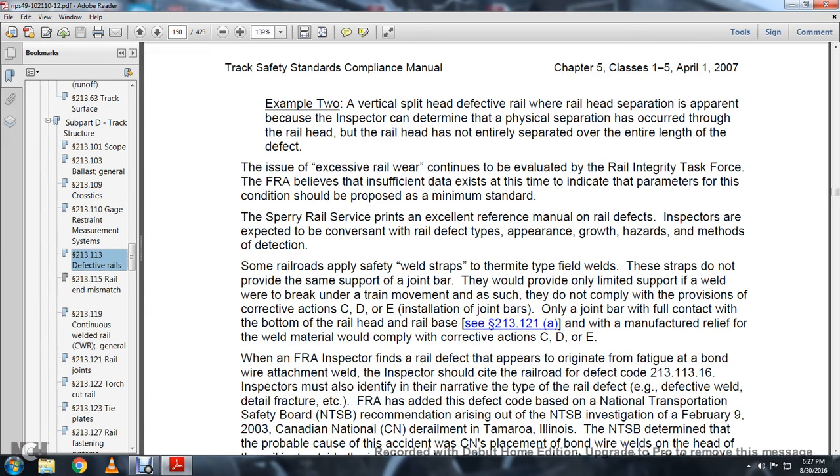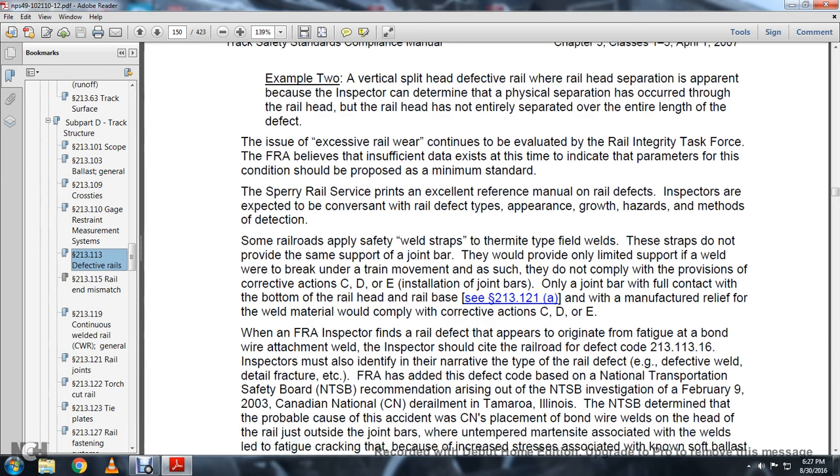The issue of excessive rail wear continues to be evaluated by the Rail Integrity Task Force. The FRA believes that insufficient data exists at this time to indicate what parameters for the condition should be proposed as the minimum standard. The Sperry Rail Service prints excellent reference manuals on rail defects. Inspectors are expected to be familiar with rail defects, their appearances, growth, hazards, and methods of detection.